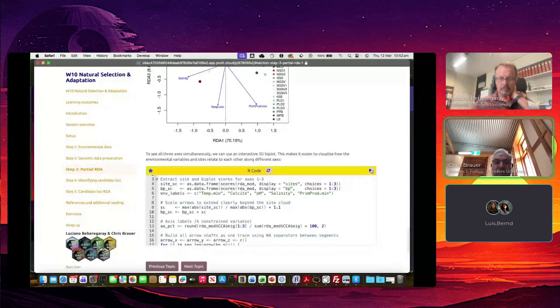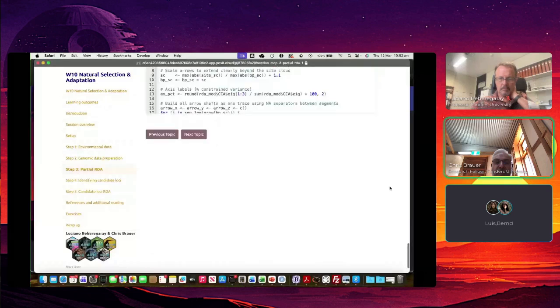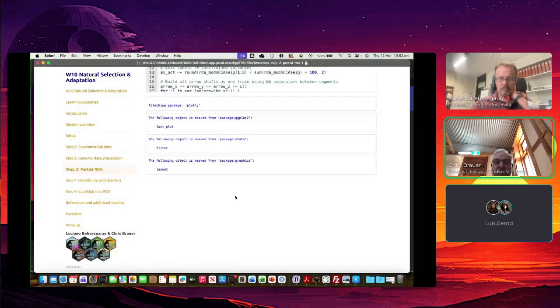So to really get a proper feel for that, I'm hoping this is going to work, you can generate a 3D view based on the three axes together.